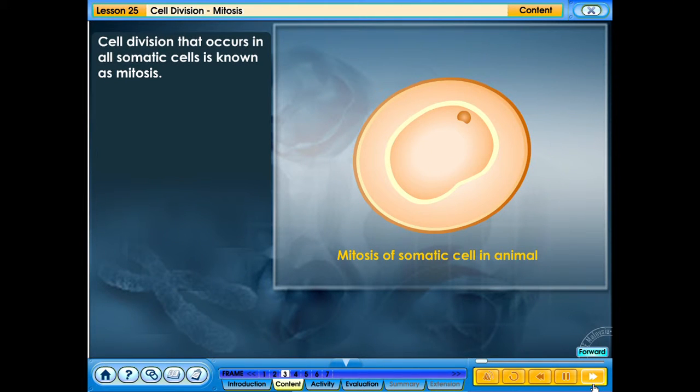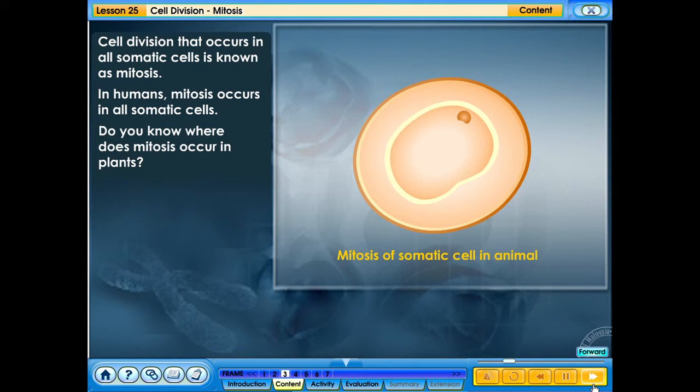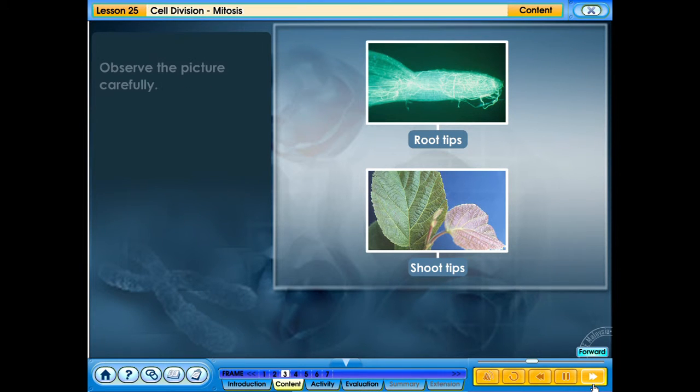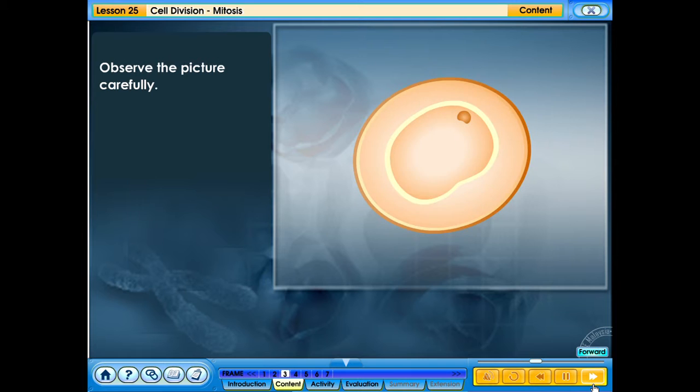Cell division that occurs in all somatic cells is known as mitosis. In humans, mitosis occurs in all somatic cells. Do you know where mitosis occurs in plants? In plants, mitosis occurs mainly at the root tips and shoot tips. Observe the picture carefully.